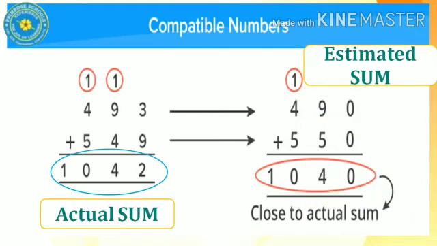Now compare the actual sum and estimated sum. Actual sum is 1042 and estimated sum is 1040, which is somewhat close, right? 1040 is close to 1042. That's how we are going to do the estimation. Now we are going to take a look at another example.